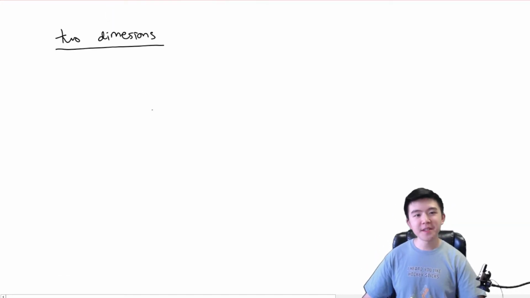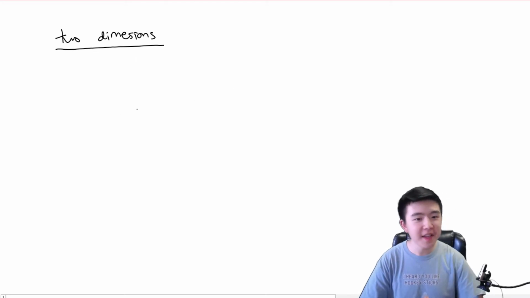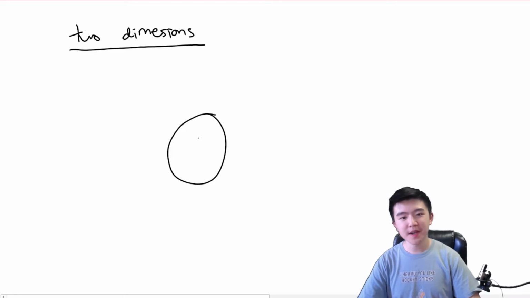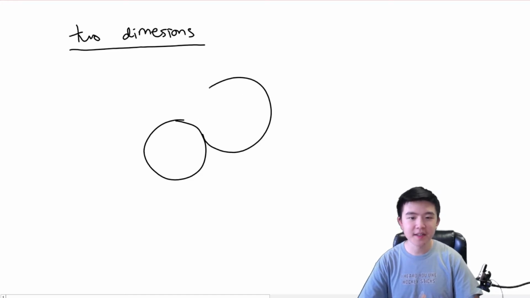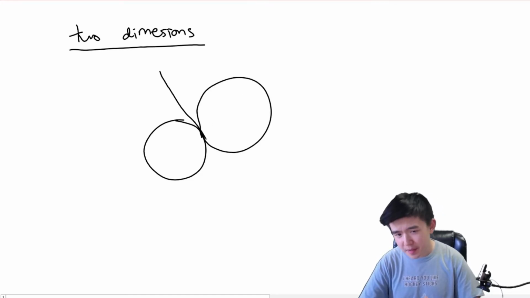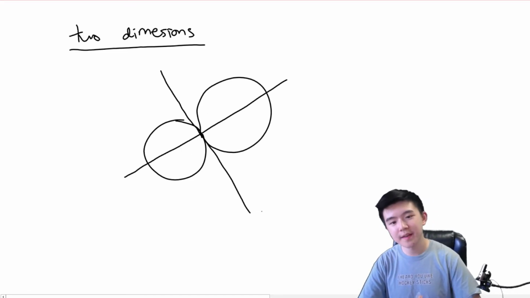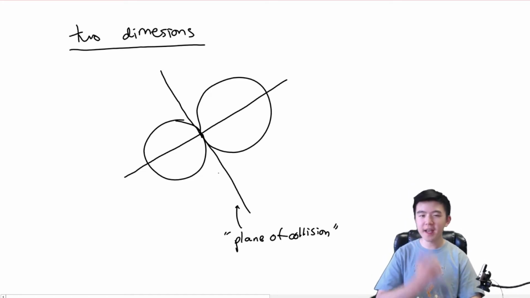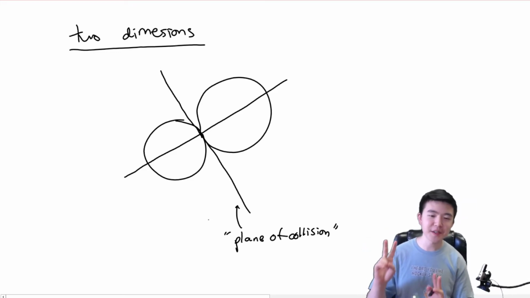2 dimensions is actually not that different from 1 dimension. It does require a little bit more thinking, perhaps, but overall it's not too complicated. So we've got these 2 balls, right? They may be colliding at an angle, so not perfectly as in 1 dimension. But we're going to define 2 lines here. This one we're going to call the plane of collision. The reason it's called a plane is because in 3 dimensions you do get a plane, but in 2 dimensions we just get a line.